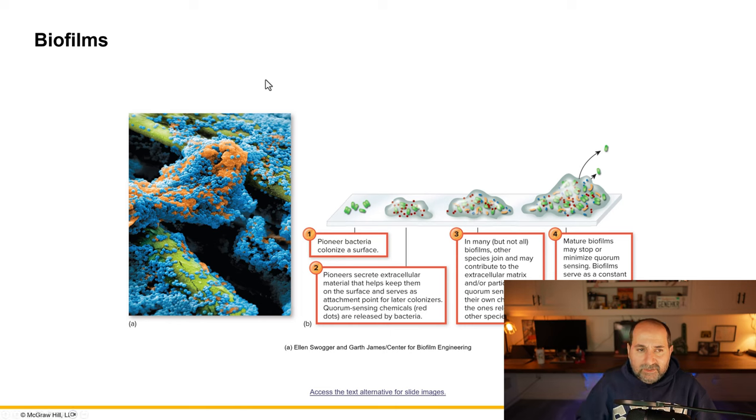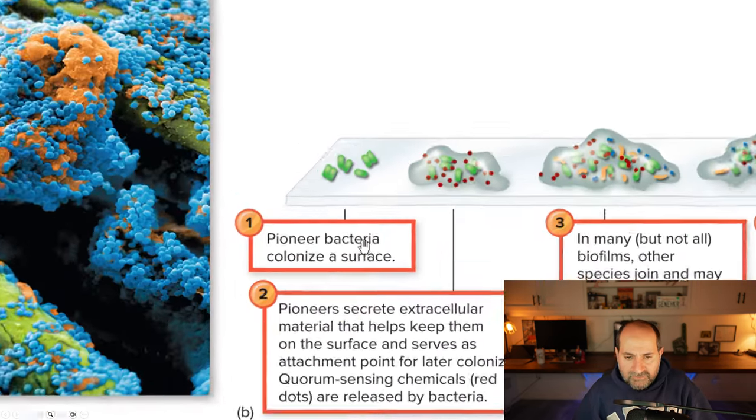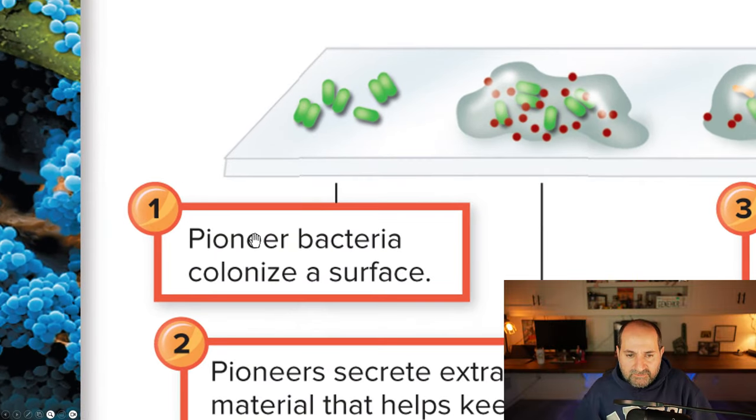So here's how a plaque forms. Here's how a biofilm forms. First, pioneer bacteria colonize a surface. So certain bacteria, for instance, will adhere to the surface of your tooth enamel. This would be your tooth enamel in the background. And remember, they use adhesion structures such as fimbriae or slime layers or even flagella in order to stick to the tooth surface.